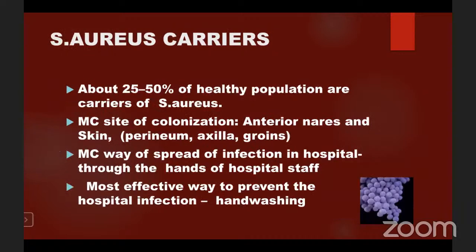Next one is the Staphylococcus aureus carriers. About 25 to 50% of the healthy population are carriers of Staphylococcus aureus. Most common site of colonization is the anterior nares, which means the anterior part of the nose, and skin, perineum, axilla, and groins. Most common way of spread of infection in hospital is through the hands of hospital staff. Most effective way to prevent hospital infection is by hand washing.